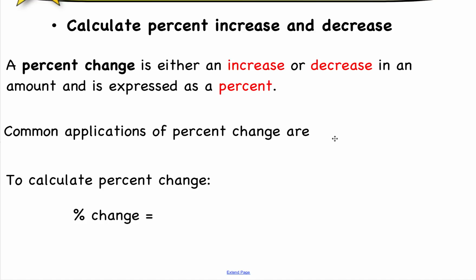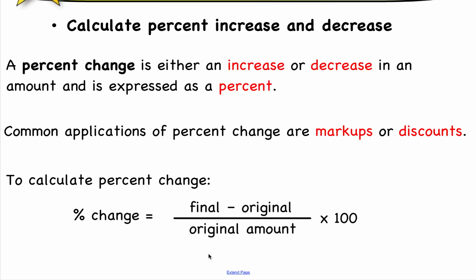Some common applications of percent change are markups and discounts. And the formula that we use to calculate the percent change is the final amount minus the original amount divided by the original times 100. Now, the important thing to remember in this formula is we're always dividing by the original amount.